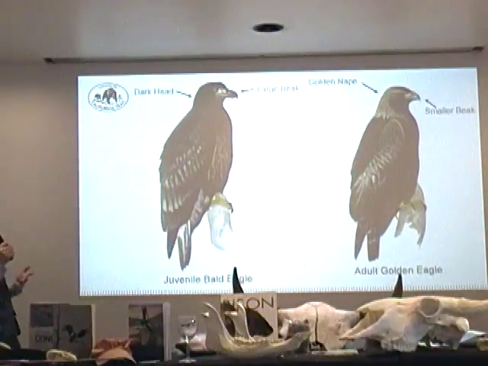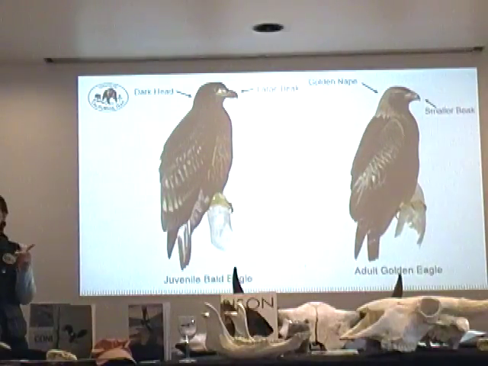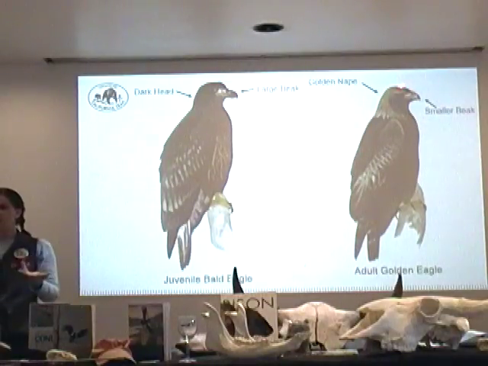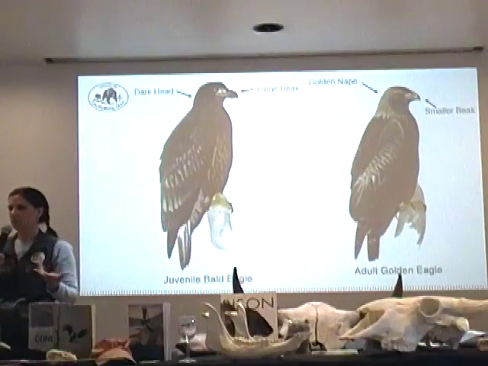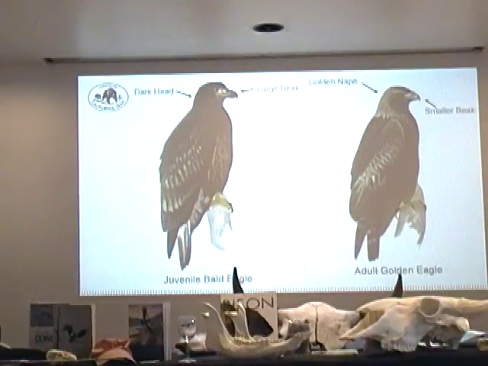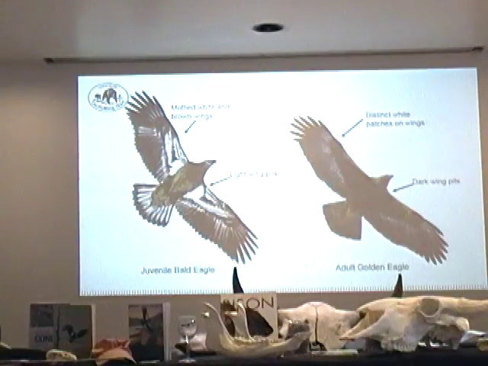The other thing to look at is their beak. Juvenile bald eagles have a ridiculously large beak in comparison to their head. Golden eagles are actually larger than bald eagles, but a bald eagle's beak is going to look proportionally larger than a golden eagle's. And then if they're flying, it's a bit easier.